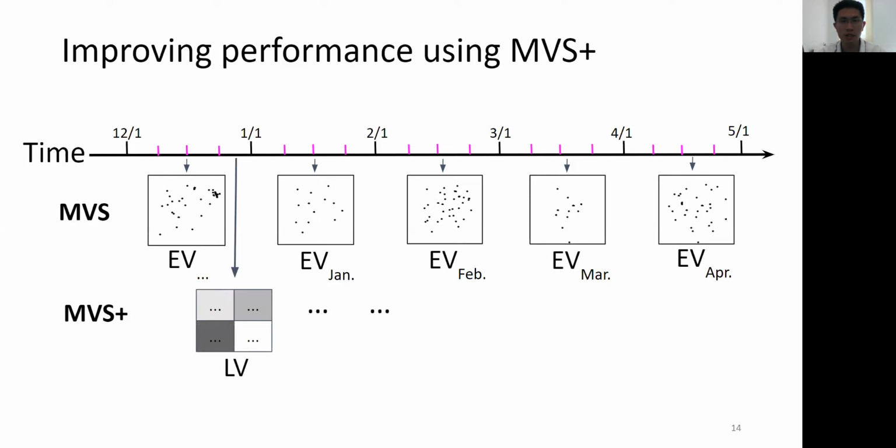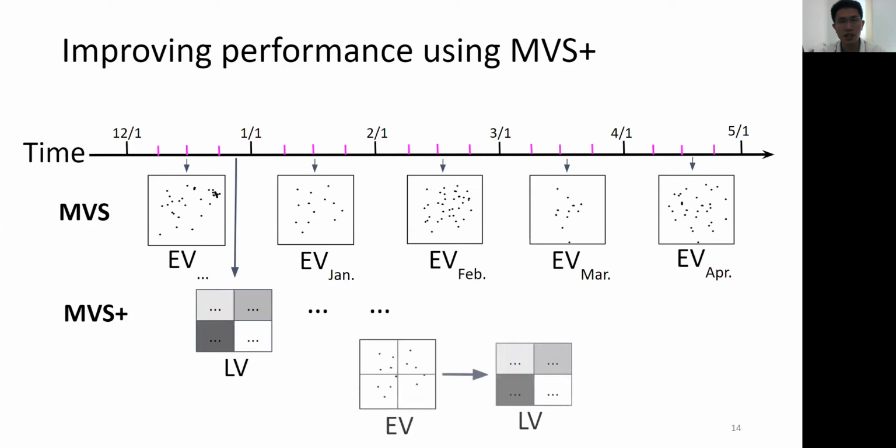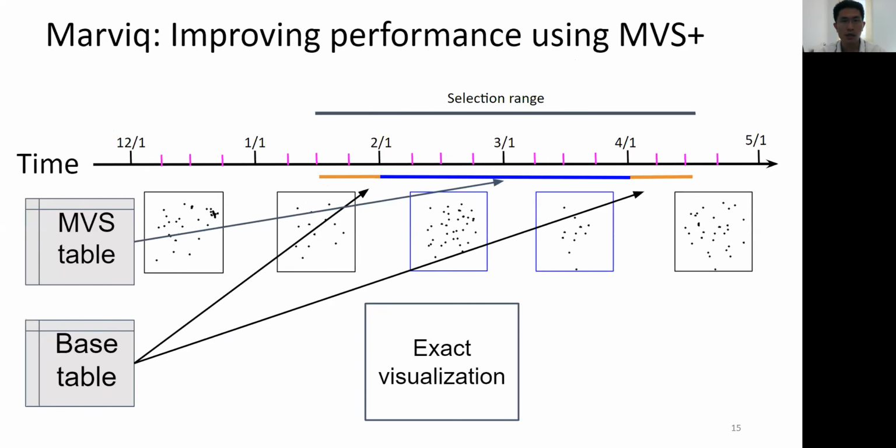LV is computed from the corresponding EV. Each pixel of LV represents several pixels of EV. Then we can use EV plus LV to compute the approximation quality. The details of quality estimation in MVS+ can be found in our paper. Because we have more information about the distribution included inside the parent intervals, we can reduce the amount of data retrieved from the brown ranges. For example, we can only retrieve a subset of them and compute an approximate visualization.